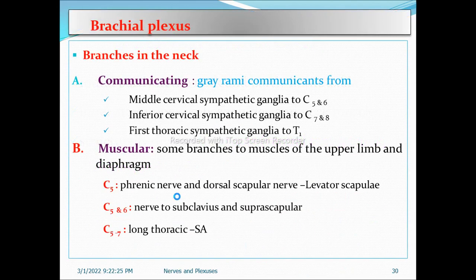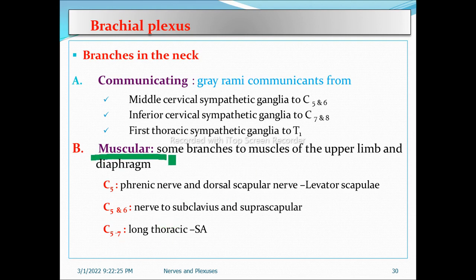Let me see further. The brachial plexus gives branches in the neck through communicating gray rami communicantes. The middle cervical sympathetic ganglia go through C5 and C6, the inferior cervical sympathetic ganglia to C7 and C8, and the first thoracic sympathetic ganglia to T1. And if you consider the cervical plexus, the superior cervical sympathetic ganglia go to C1 to C4.